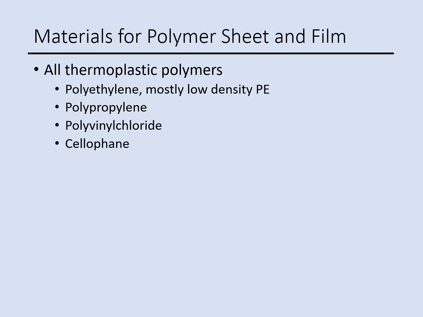We have various polymers for the extrusion process. Some of the thermoplastic polymers that we use for extrusion are polyethylene, this one, which is the low density PE, and we have polypropylene, polyvinyl chloride, and cellophane.